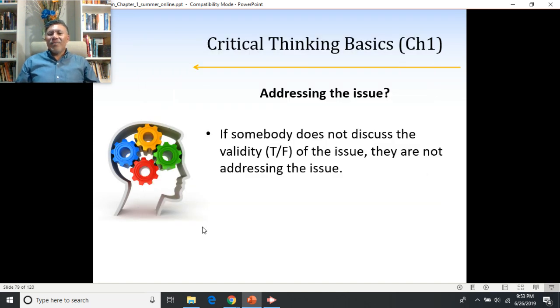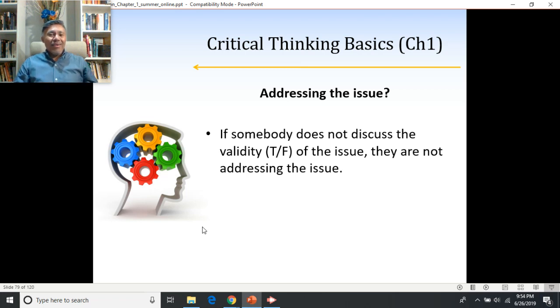If somebody does not discuss the validity of a claim, the validity of a conclusion, they are not addressing the issue. So if you bring up a claim like, "You don't talk to me anymore," and the other person does not address whether or not that is a true or false statement, yes, I do talk to you, no, I don't talk to you, if they don't address that question, they are not actually addressing the issue.